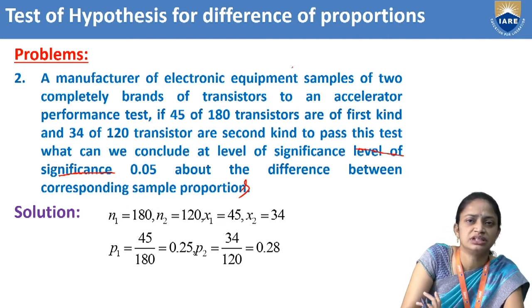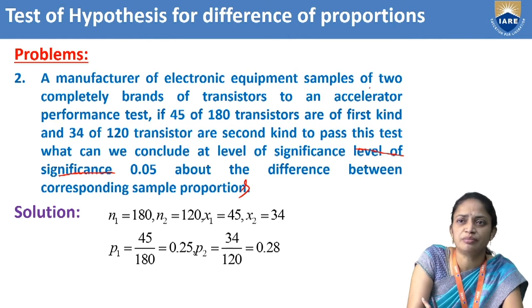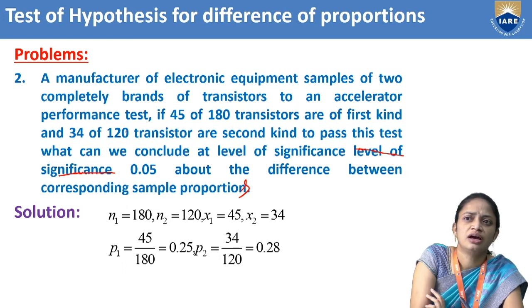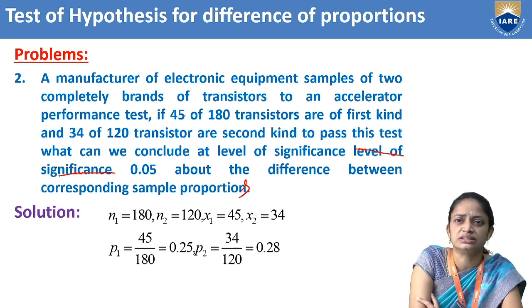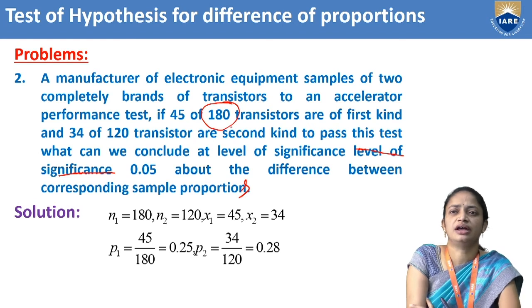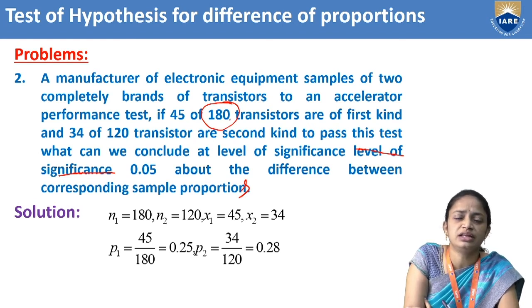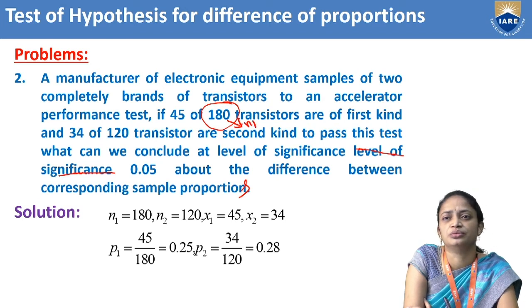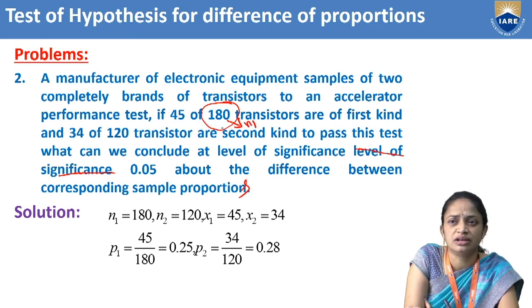So what is the question here? A manufacturer of electronic equipment samples two brands of transistors to an accelerated performance test. If 45 out of 180, how many samples are there here? Here we have 180 samples. That means the sample size is 180. So n equals 180. Here we have two samples, so I am writing n1.